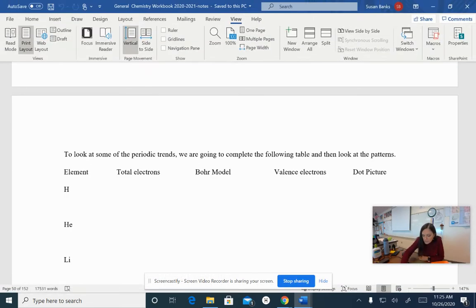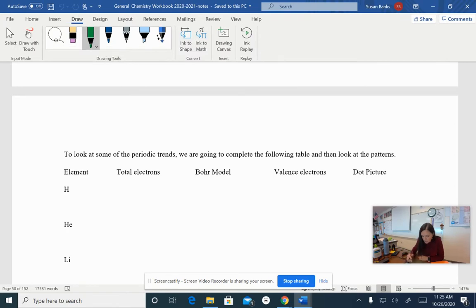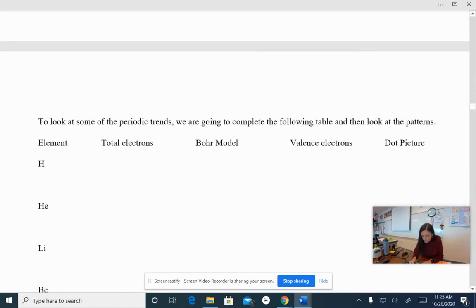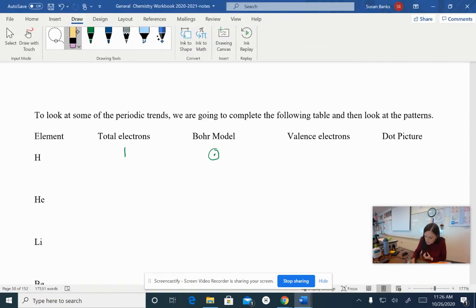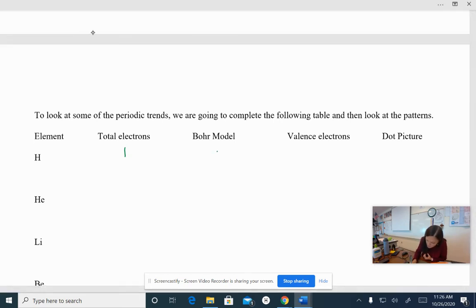So here, let's get to my drawing tools. Let's get a color. So hydrogen, I've got a total of one electron here. So in the Bohr model, we're going to put a little dot here in the middle, and we're going to have one little circle, meaning that that's one energy level. And I'm going to try and make that circle a little bit nicer, since I'm not a very good line drawer. Okay, that still didn't work very well. So I'm going to put one electron right here. So one electron on the first energy level.